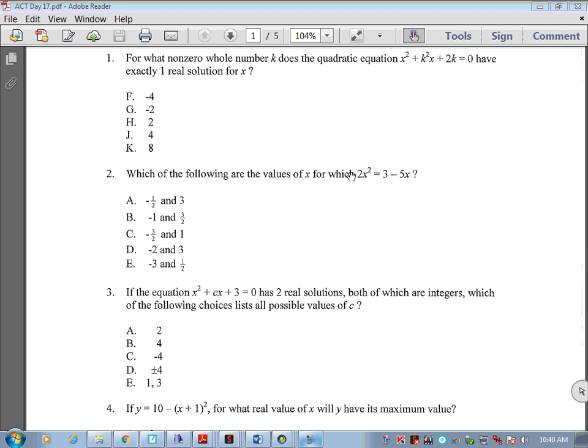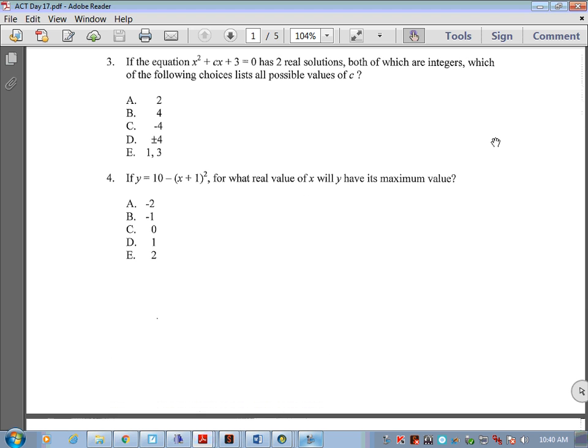Number 3. If the equation x squared plus cx plus 3 equals 0 has two real solutions, so it has to be two different things, both of which are integers, which of the following choices lists all possible values of c? Okay, so let's see if I try this.